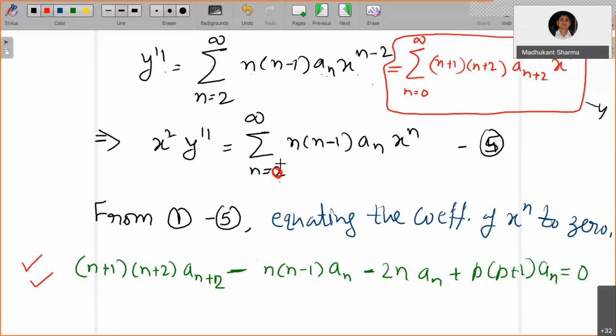Okay, so that is not a problem. You can write it from n equals 0. Now, substitute everything in equation 1 and equate the coefficient of x to the power n to 0. So what you will get is the following.